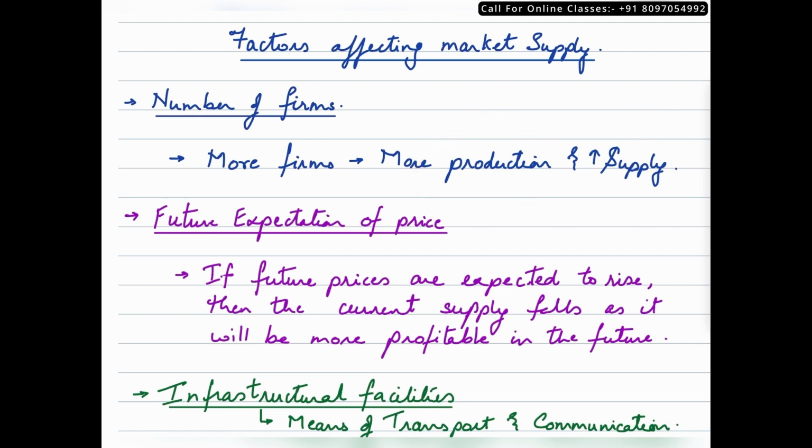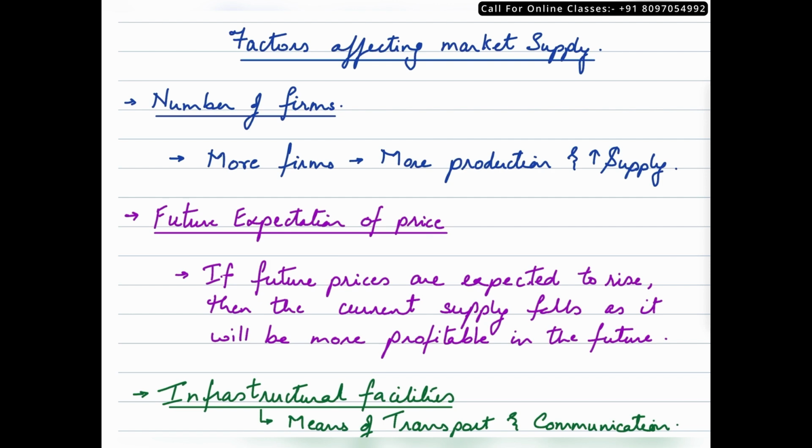The next factor is future expectation of price. Now this is a factor we've already studied in the demand analysis as well, but the way it impacts here is a little different since we are thinking from the producer's perspective. So since a producer would want to maximize his profit, and if he or she is expecting the future prices to go up, then the current supply would fall because it will be more profitable for the seller to sell in the future when the prices are expected to increase. The opposite would also hold true.